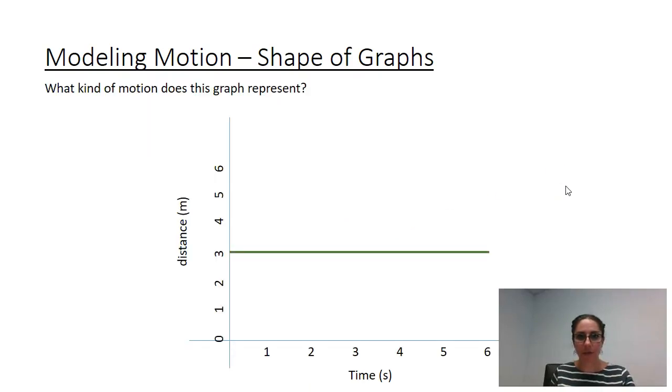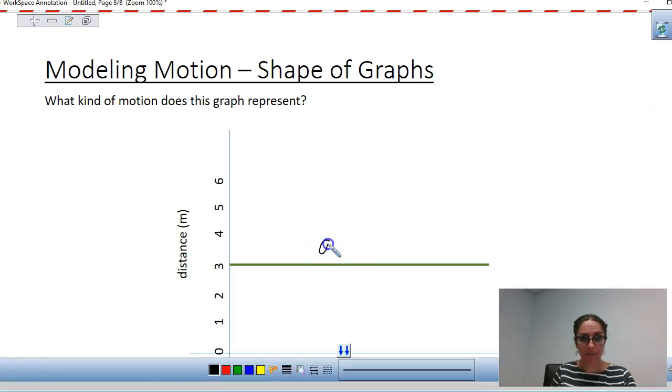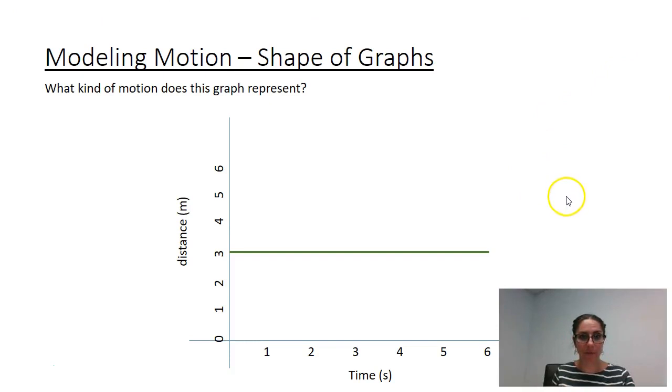And then what kind of motion is this? Take a guess. A horizontal line on a distance versus time graph is rest. Because notice that here's your position, and you're not changing your position over time. So when you see this, this is an object at rest. And just like that, just by looking at our constant motion graph, we can get that piece of information.